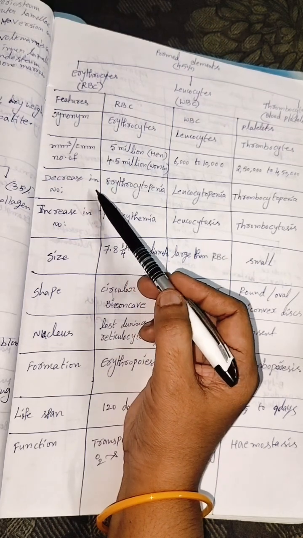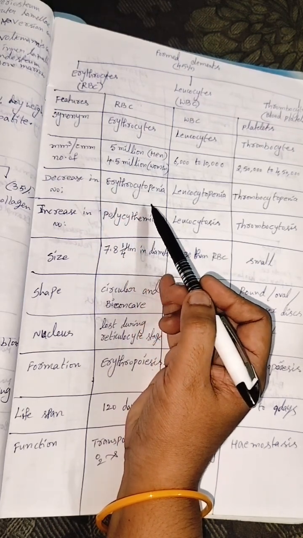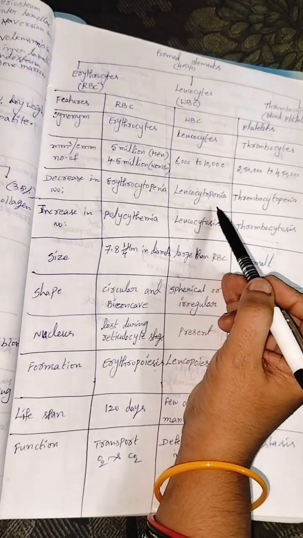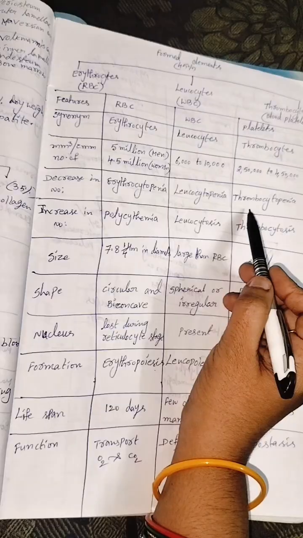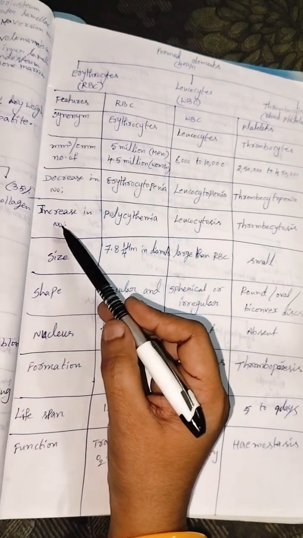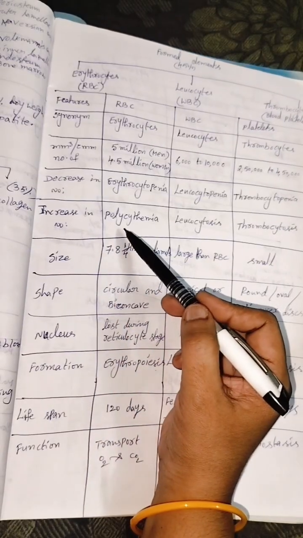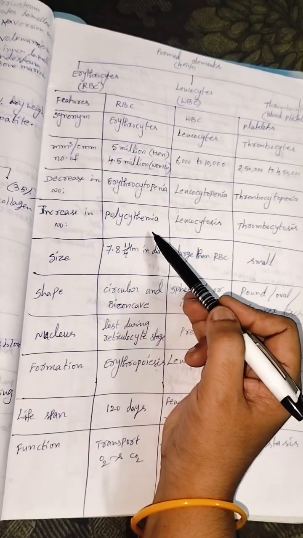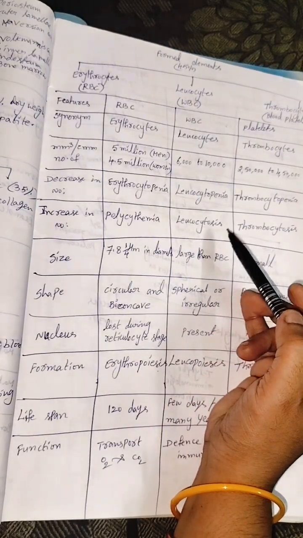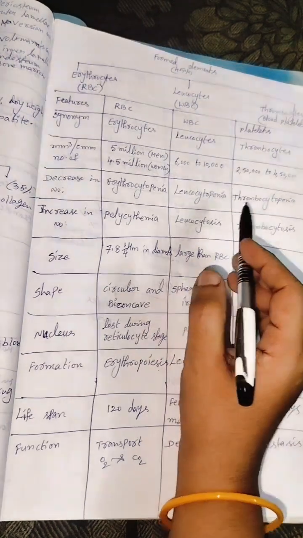Decrease in number: what happens when the cells are decreasing? RBC decrease is erythrocytopenia, WBC decreasing is leukocytopenia, thrombocytes decreasing is thrombocytopenia. If the cells increase, RBC increase is polycythemia, WBC increase is leukocytosis, and thrombocytes increase is thrombocytosis.